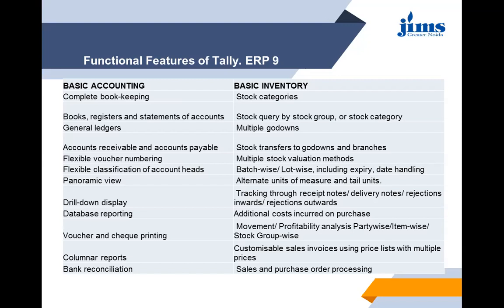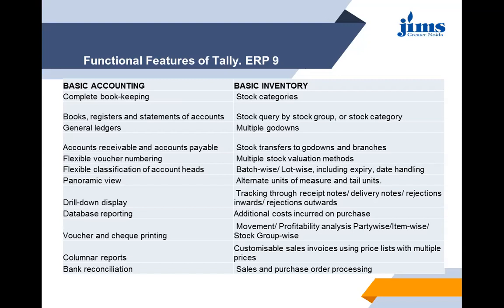Panoramic view: there is a panoramic view in accounting, and in inventory, alternate units of measure and tail units are mentioned. In accounting, only a particular standard currency is maintained, while in inventory, we need to maintain the units of measure and the smallest range of units. Drill-down display in accounting, and in inventory, tracking through receipt notes, delivery notes, rejection inwards, and rejection outwards, so all such receipts are maintained in inventory.